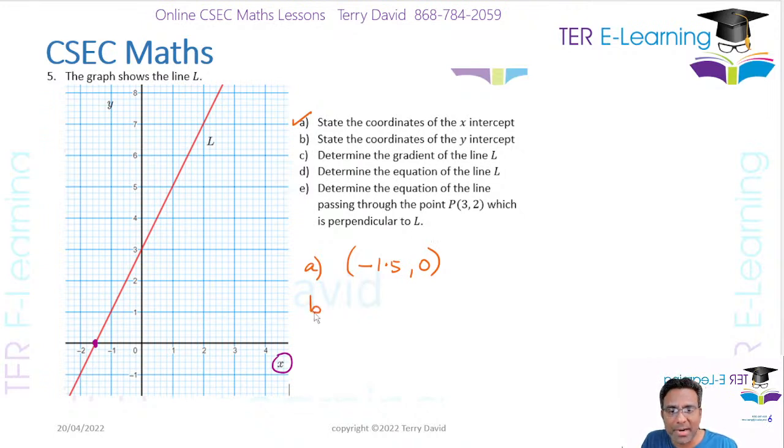Now, in part B, they want to know what are the coordinates of the Y intercept. So if you look carefully, this is where my Y intercept is. Now the coordinates of that point there is going to be 0, 3, right? Just remember, when you are stating a coordinate, you always give the X value first and then the Y value. That's essentially what we do, right?